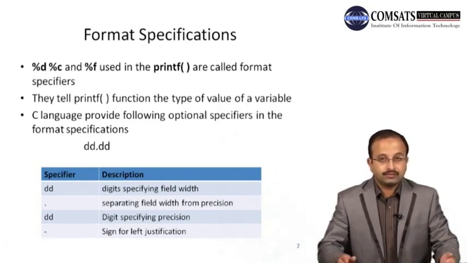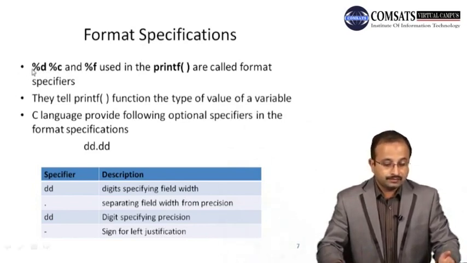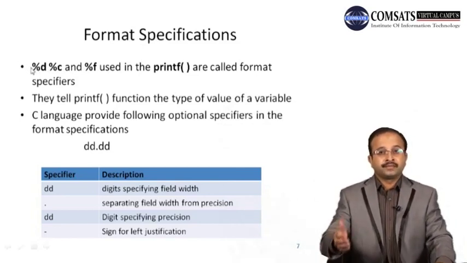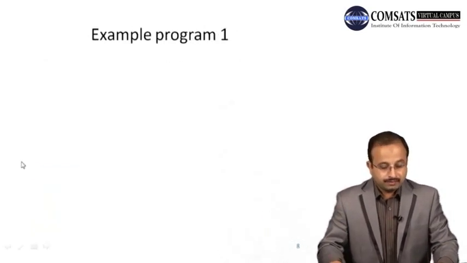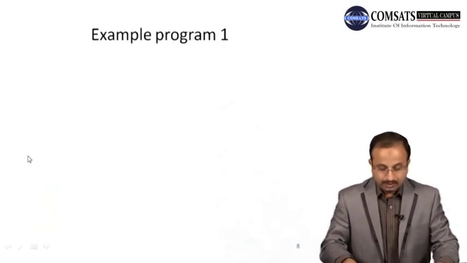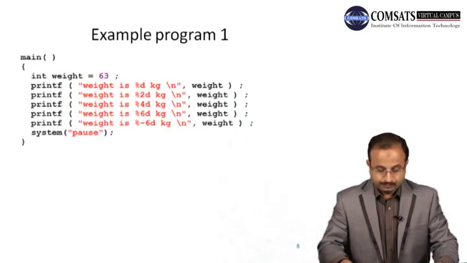So the length of the field for this digit is 10. If you write a minus sign, it will justify that digit value that is going to be printed on the screen from the left side. If we don't put a negative sign over here, then that value will be right justified. Now let's see example program 1.